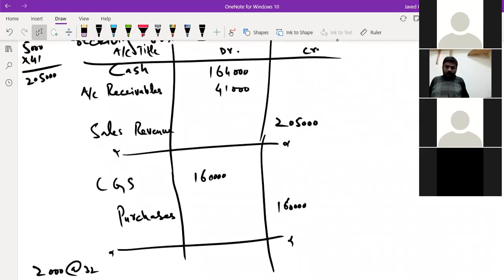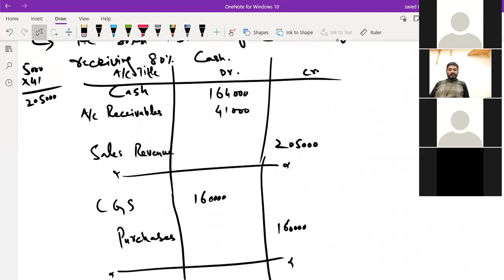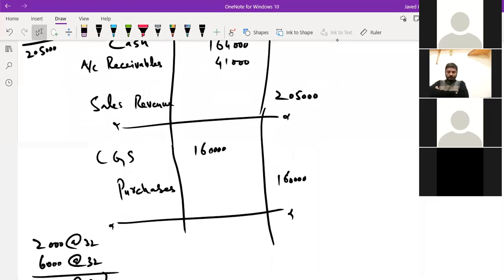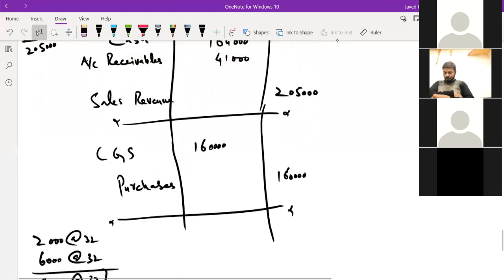Any query from this transaction? I believe this should be clear by now. I deliberately repeated this scenario so you can get a grasp of this situation whenever you're faced with it. But still, if you have any queries, please ask.